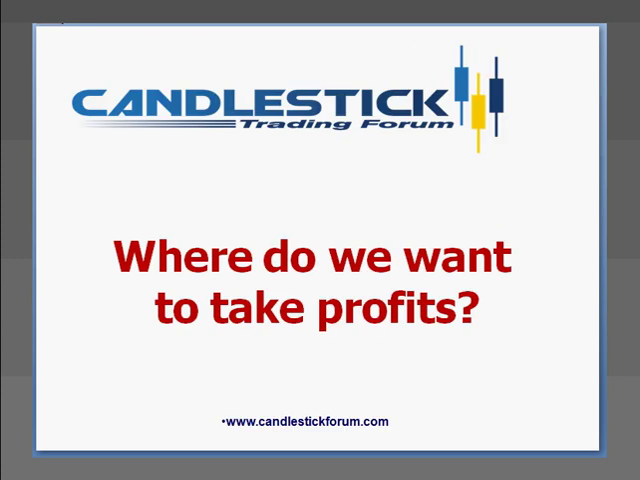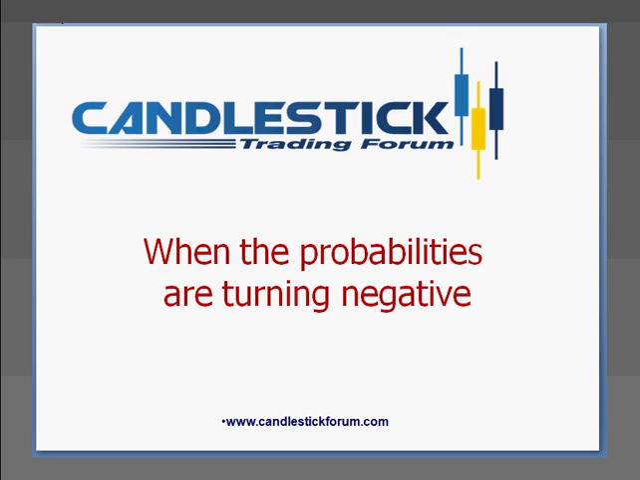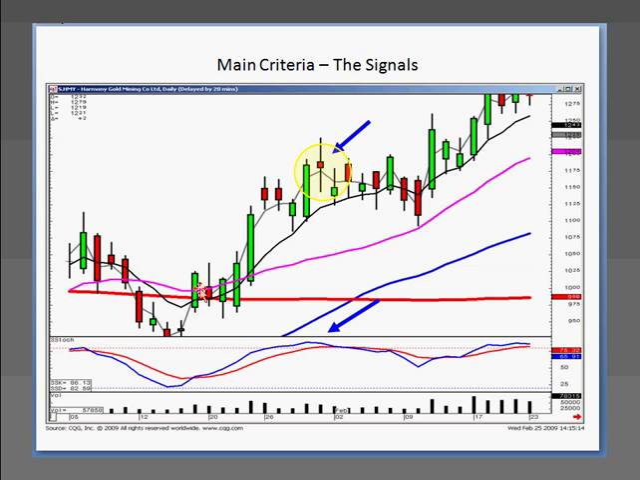All right, and where do we want to take profits? When the probabilities tell us that it's time, that things are starting to turn negative. So if we've got a case where we're up in the overbought condition and we're seeing a doji and it opens lower the next day, we can close out that position with the idea that if there's a pattern and it starts back up, we can always buy back in.